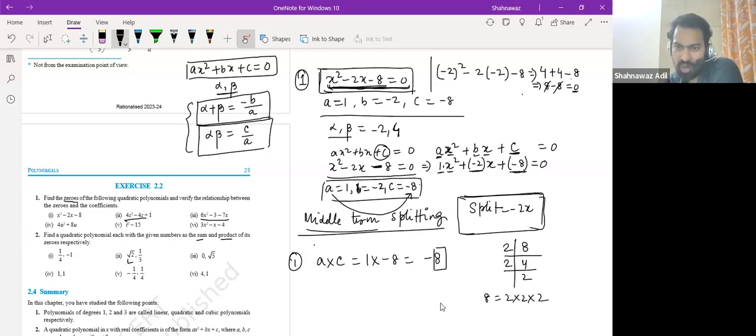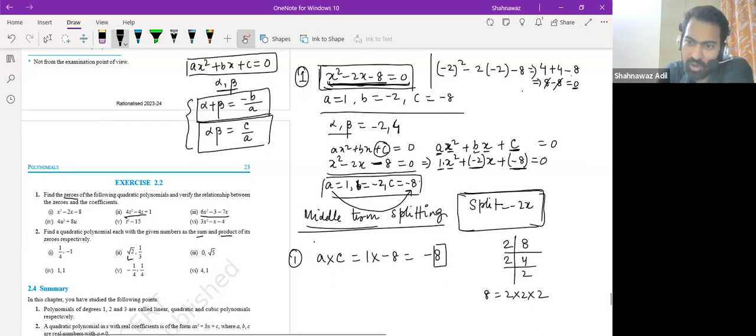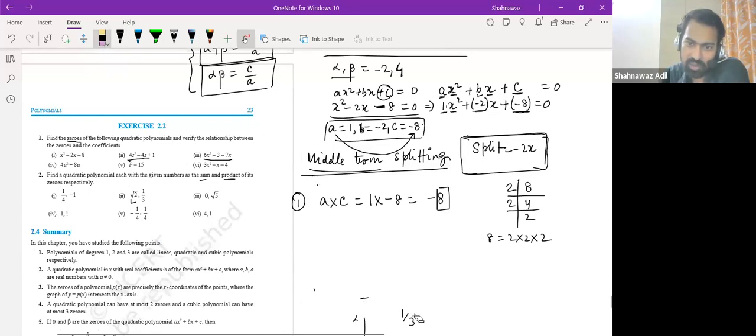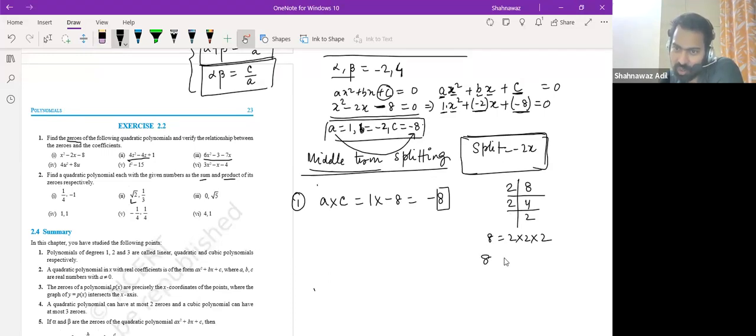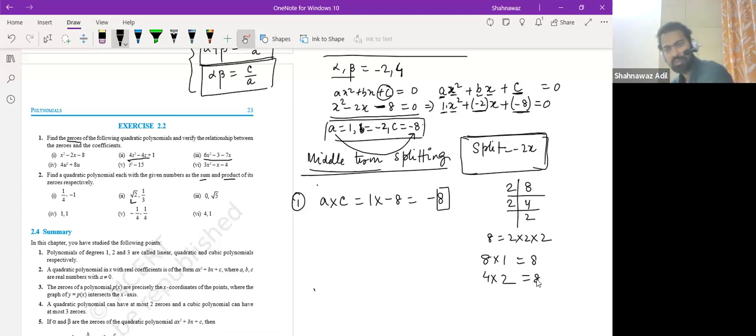Now we have to take the combination of two numbers. One would be 8 into 1, and the other is 4 into 2. Can we have another combination to get 8? 2 into 4 is the same as 4 into 2, right? So we can only have 8 into 1 and 4 into 2.